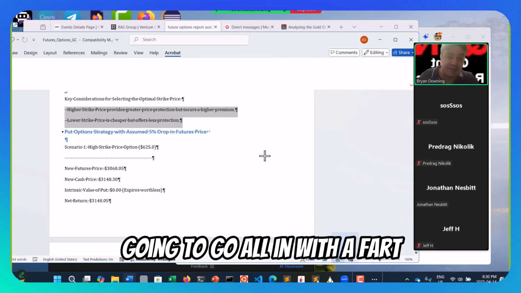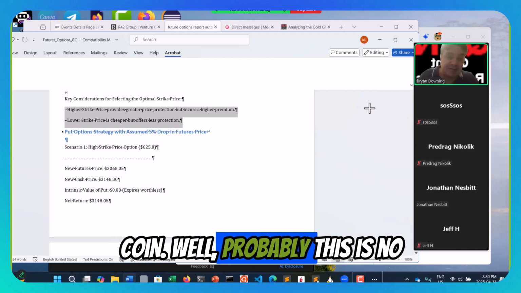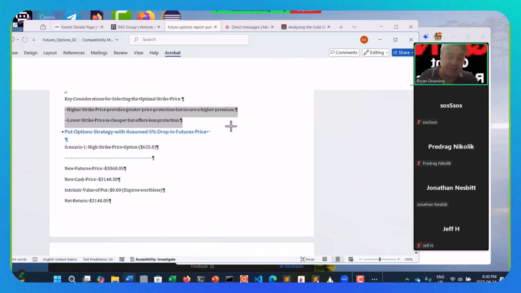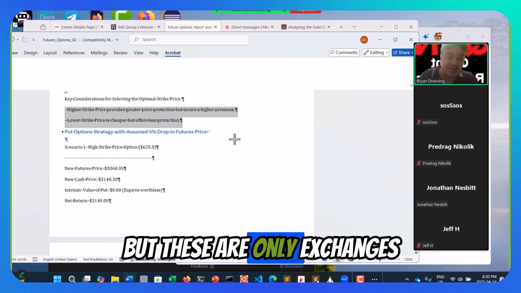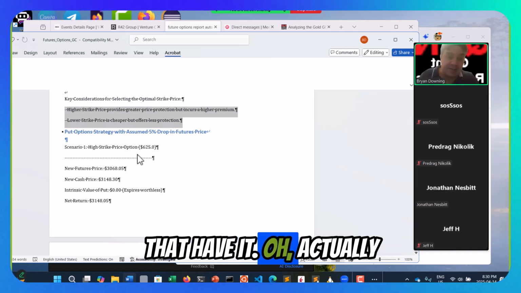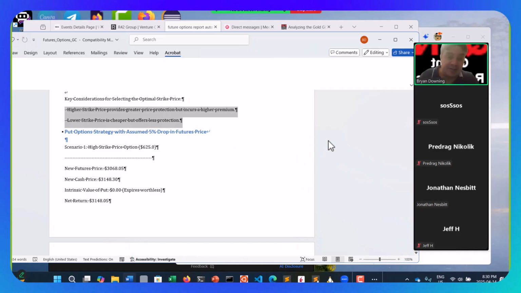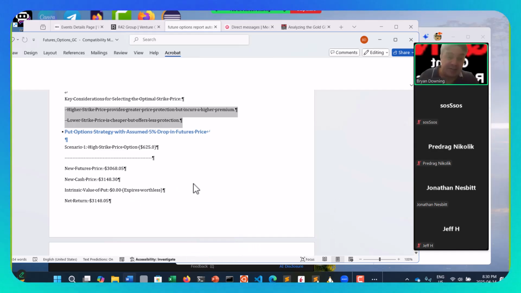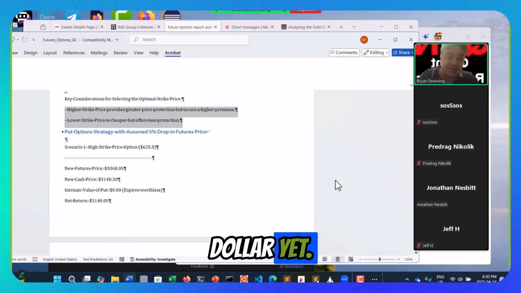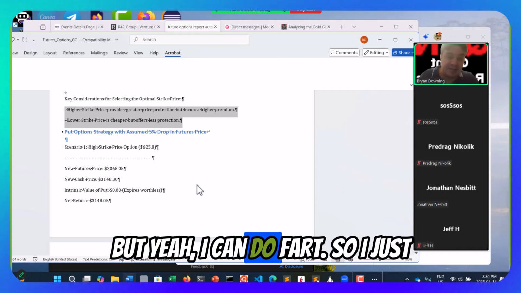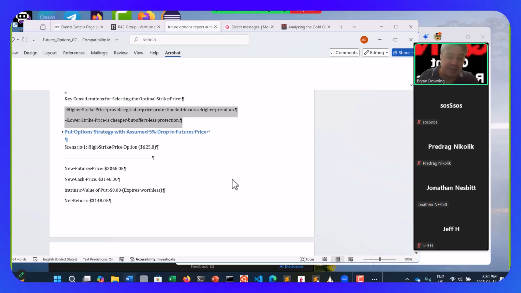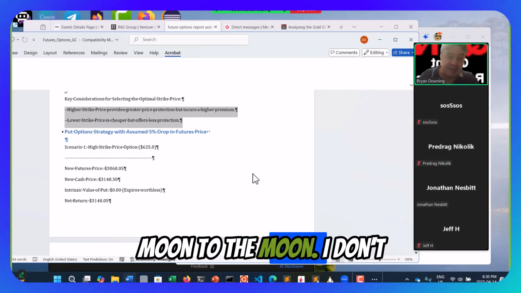I'm going to go all in with Fartcoin. The problem is that there's no Fartcoin on Kraken. So what to do? But these are the only exchanges that have it. Oh, actually, I thought Fartcoin was on Kraken. Yeah, it is in Tether. I think it's on Kraken. They don't have it in U.S. dollar yet, but yeah, I can do Tether. So I just buy my Tether and trade my Fartcoin, all in, to the moon.